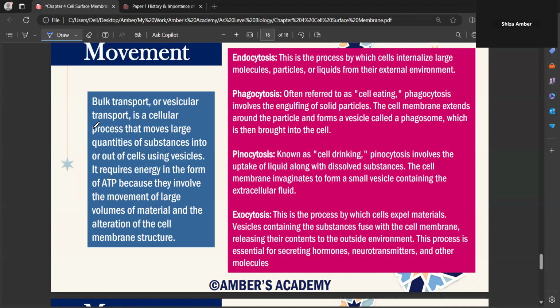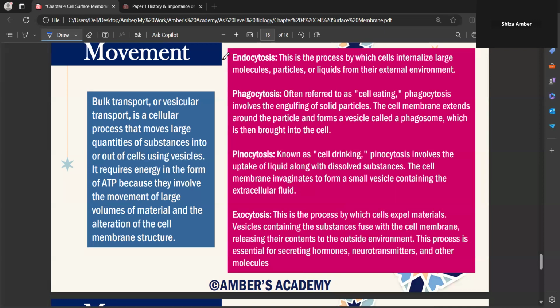Okay? So in bulk transport, it is basically a vesicular transport. Things are transported in the form of vesicles, and it usually involves large quantities of substances which move into or out of the cells. This process requires energy like active transport. Simple diffusion, facilitated diffusion, and osmosis do not require energy, while active transport and bulk transport require energy because they involve movement of large volumes of materials and the alteration of cell membrane structure.